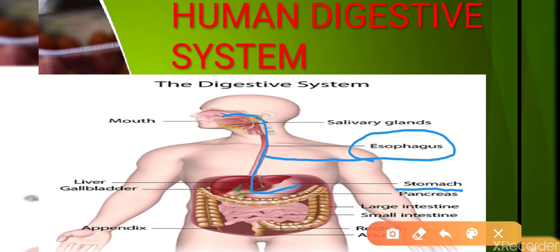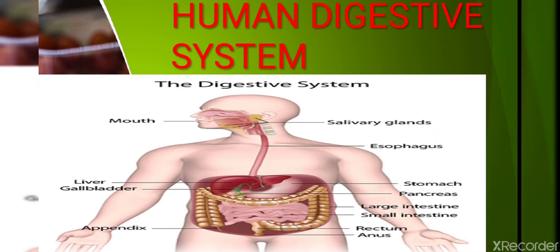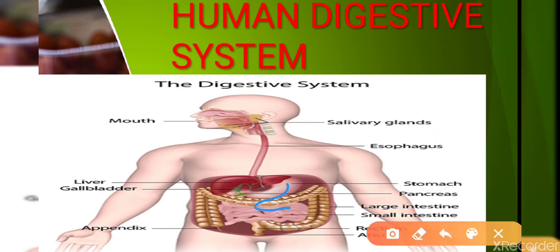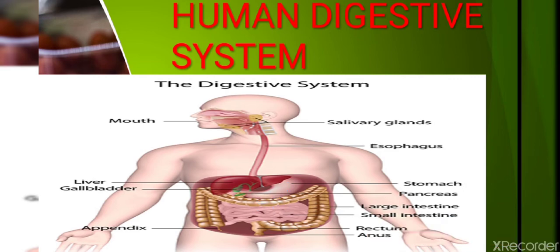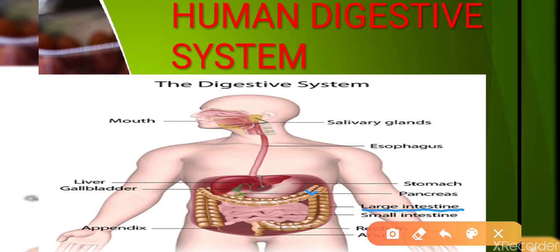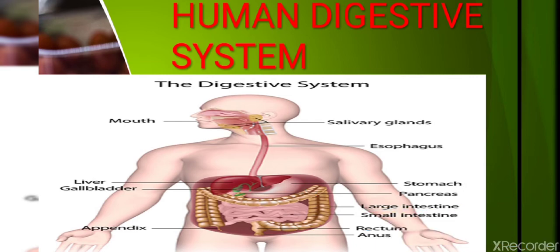And stomach is a J-shaped structure or pouch in which food remains for most of the time. From the stomach, the food reaches the small intestine. In the small intestine, digestion and absorption take place. The undigested food, along with water and minerals, reaches the large intestine, and this undigested food is removed out of the body through the rectum.